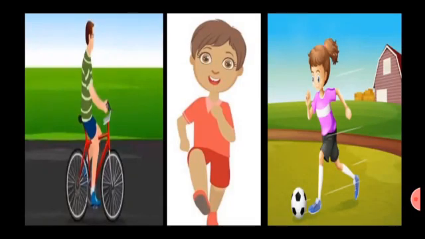Can you see the picture above? What can you infer from the above picture? You can see a man riding a cycle, a boy running, and a girl playing with a football. From this image, we can say that work is said to be done. There is a motion. Now, can you tell me what is a motion?